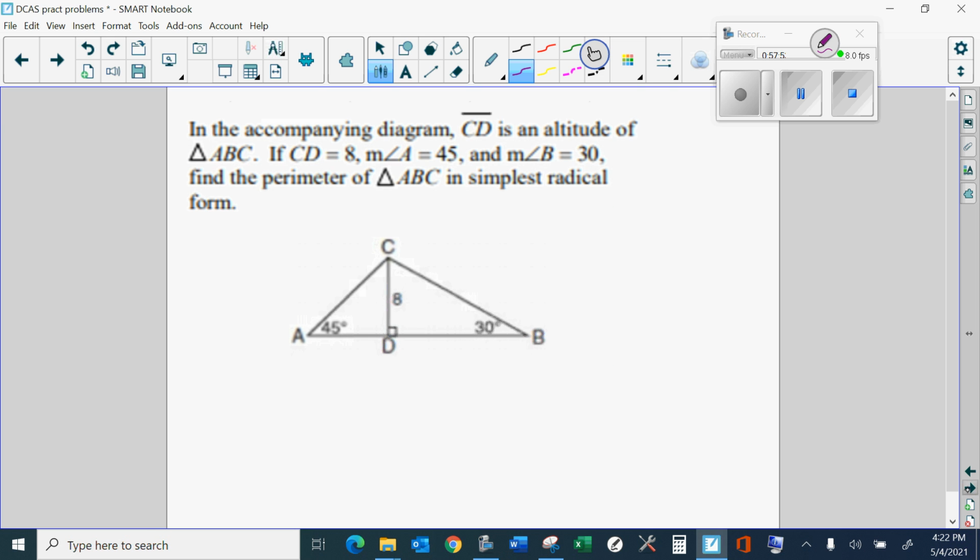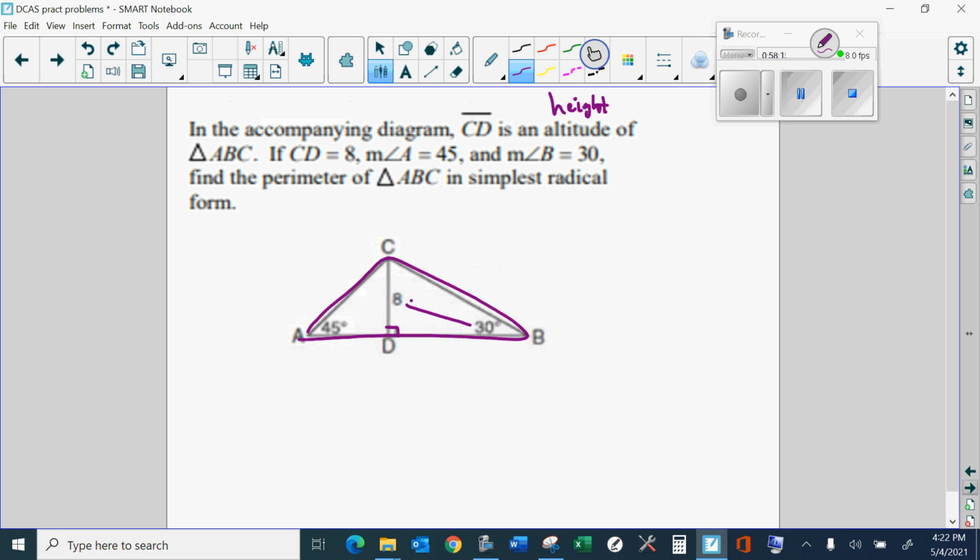In the accompanying diagram, segment CD is an altitude. I've shown that with the right angle there. Altitude, remember another word for altitude is height. You should know that. You've been quizzing each other in your DCAS, those who've been taking it seriously. If CD is 8, measuring angle A is 45, and measuring angle B is 30, that's all written in there. Find the perimeter of triangle ABC. You want the perimeter of the whole thing.